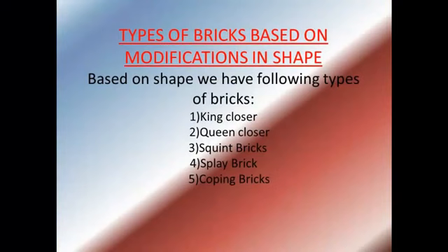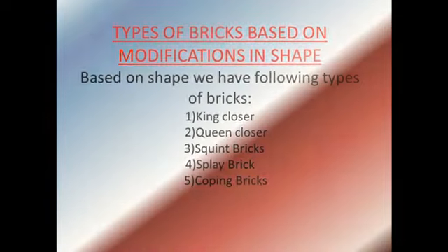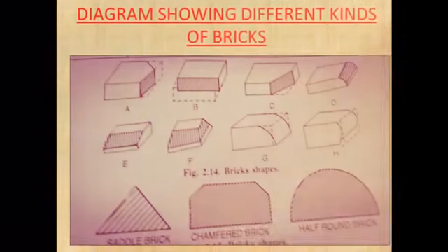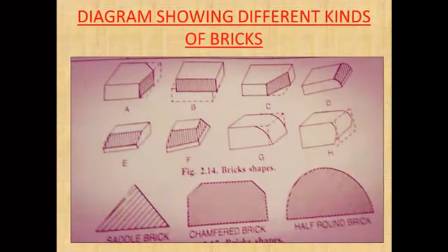Then we have splay bricks. Splay bricks have a portion being taken off widthwise, lengthwise, or in both directions. If we take the portion widthwise, it becomes a plinth header, and if it is taken lengthwise, it becomes a plinth stretcher. You can see from figures D, E, F that the portion has been cut down widthwise, lengthwise, and in both directions, lengthwise as well as widthwise.